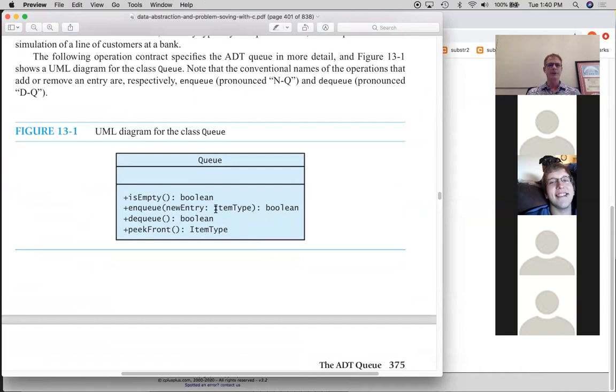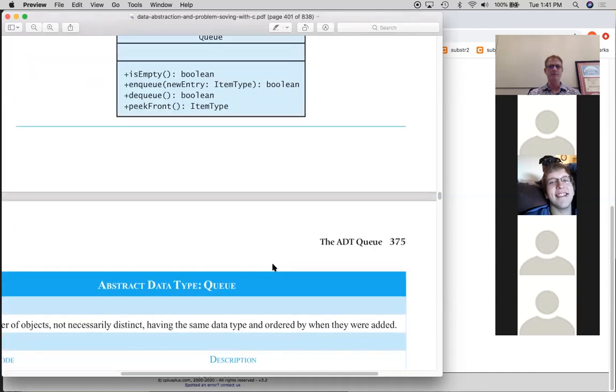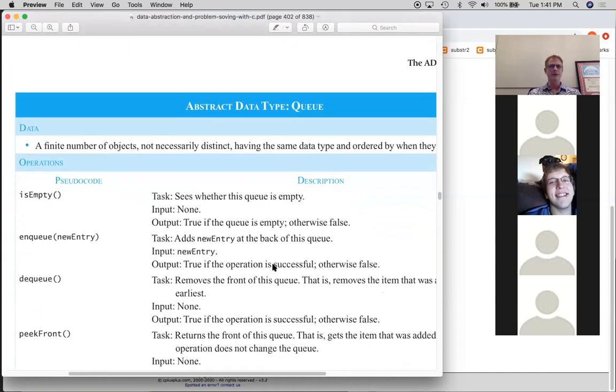So here's just another statement of the specification of the abstract data type. In the text, we're going to call what STL calls push, we're going to call that NQ. What STL calls pop, we're going to call that DQ, or dequeue. And what the STL calls front, we're going to call peek front. Okay, so just different names for the same things.